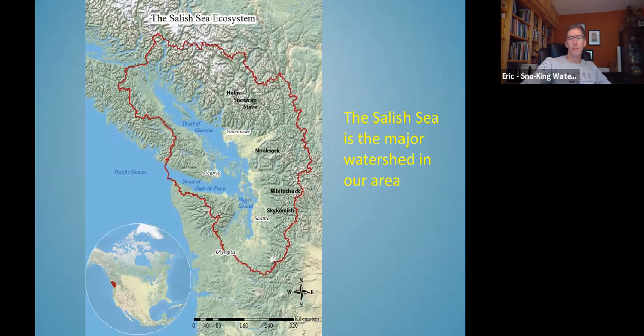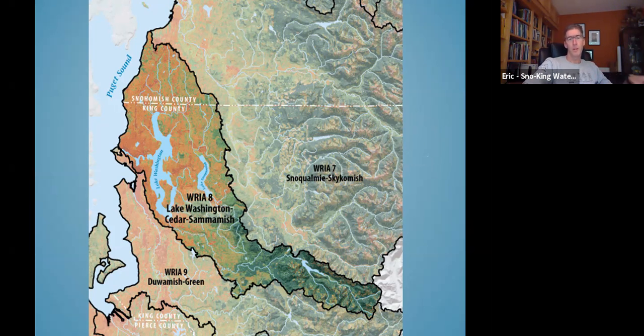So for instance, we're in the Salish watershed, but within each of the larger watersheds, there are sub-watersheds. Our sub-watershed right here is the Lake Washington Cedar-Sammamish watershed. And that acronym WRIA 8 is one you may or may not be familiar with, but essentially it stands for Water Resource Inventory Area. The state is divided into what they call WRIAs, which are essentially major watersheds of the state. So that's our major watershed.